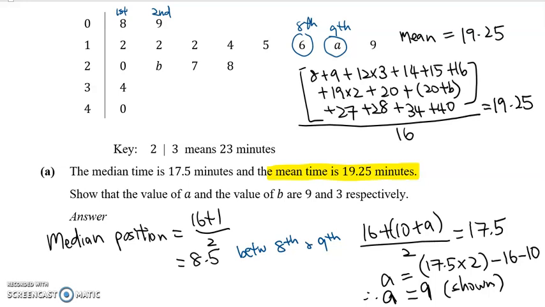The definition for mean: I add up the total timings divided by 16, which will give me 19.25. One thing to note is that the value for B is actually 20 plus B. Then I just need to solve this to find my value of B. I get 305 plus B is 308, so B is 3. So we have shown the values of A and B being 9 and 3 respectively. Let's go on to the next part.